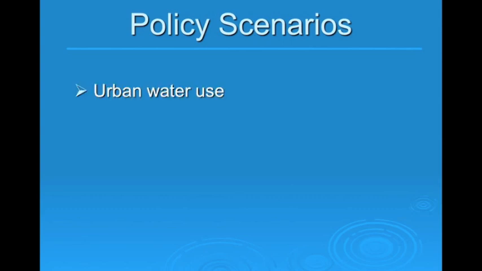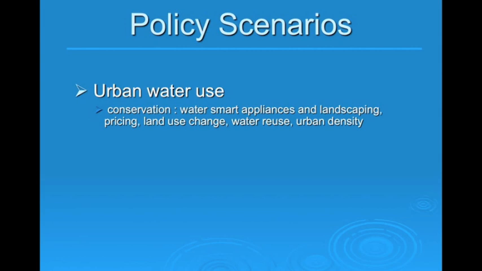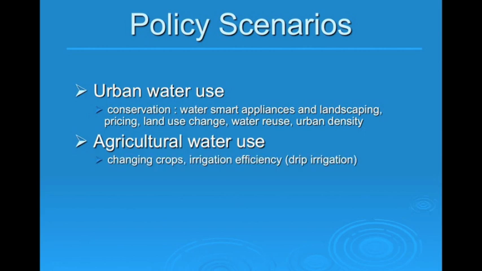The policy scenarios that we started to look at, from the demand side, look at the urban water use. Would conservation approaches work? Anything that had to do with water smart appliances, landscaping, also the pricing side of water and how that might affect demand, land use change, issues of water reuse, and looking at urban planning and urban density and how that would affect urban water use and the demand for water. Then we also looked, from a policy standpoint, at agricultural water use, and that had to do with anything from changing crops to looking at the efficiency of irrigation, which is a big issue in South Florida.